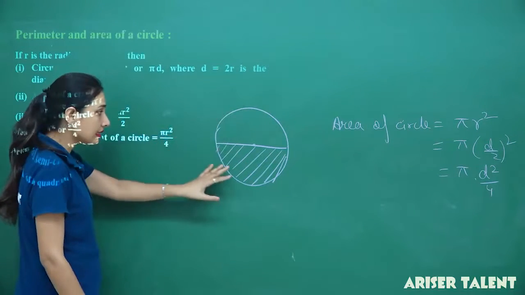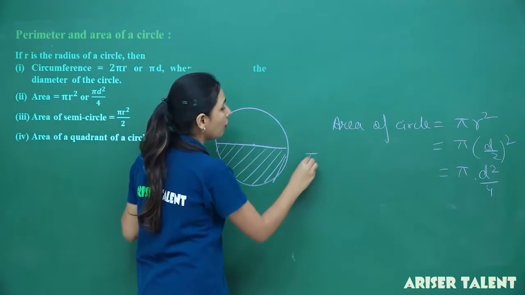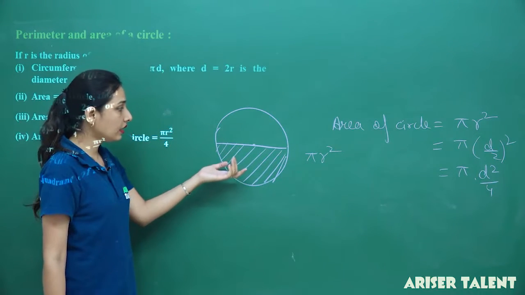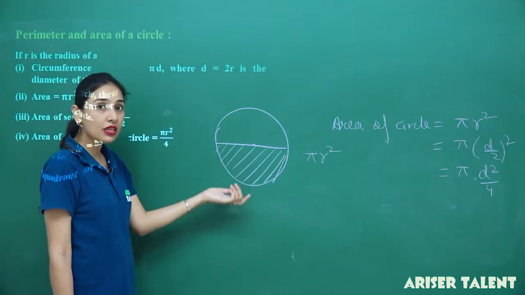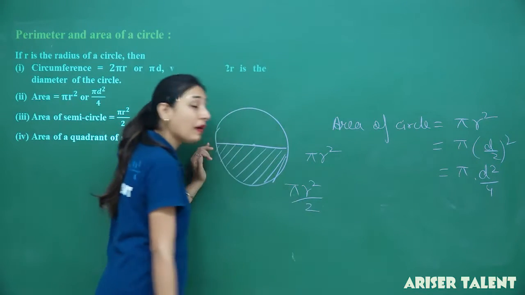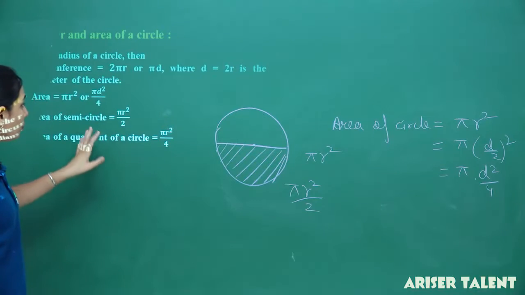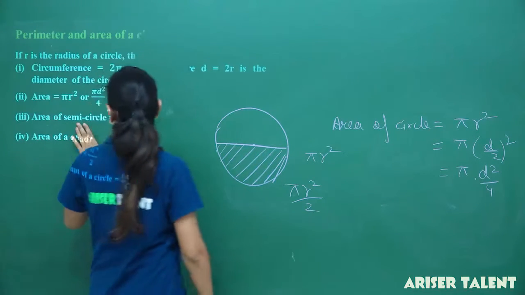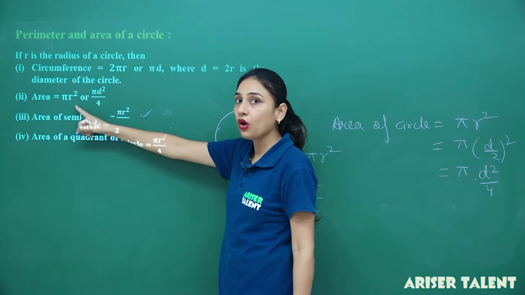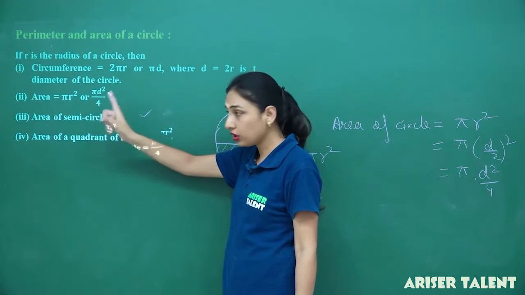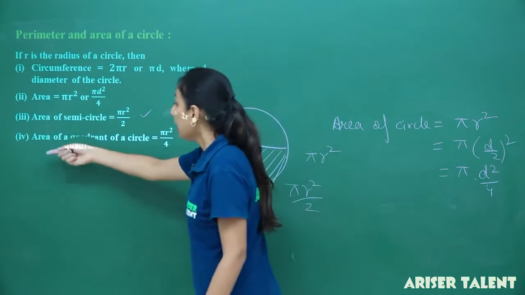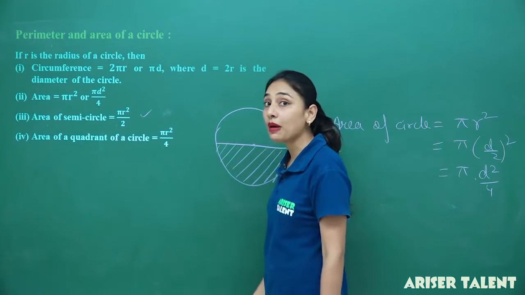Now this complete circle has the area of pi r square. Now what is the area of this semicircle? It's so obvious, it will be just half of that. So pi r square by 2, isn't it? So I am having this area of semicircle as pi r square by 2. Area is pi r square or pi d square by 4. Area of semicircle is pi r square by 2. Area of a quadrant of a circle is pi r square by 4.